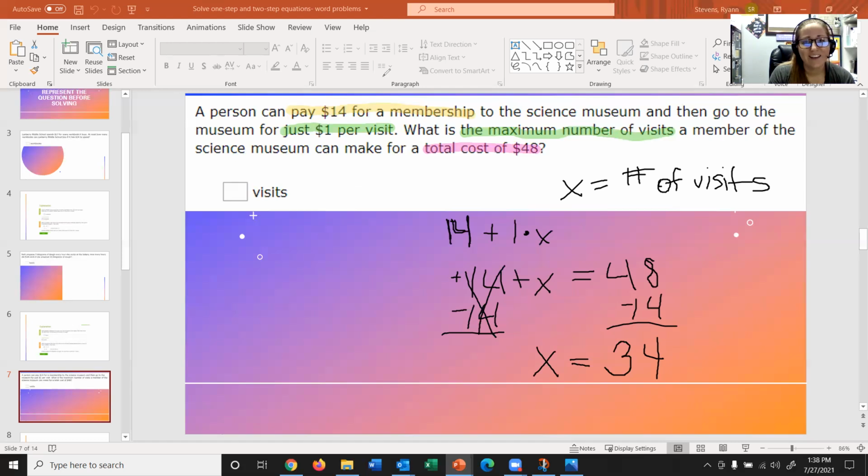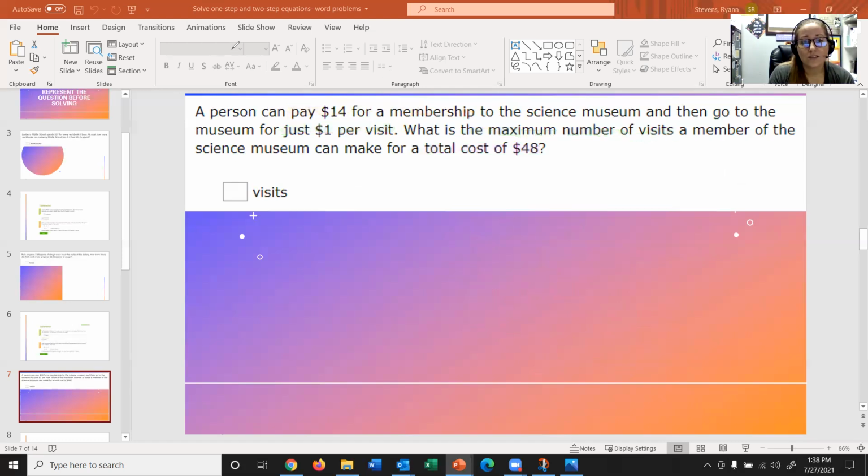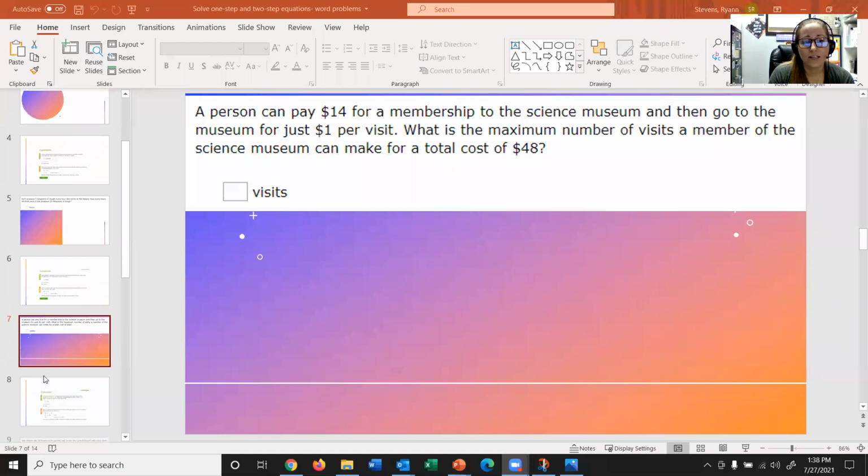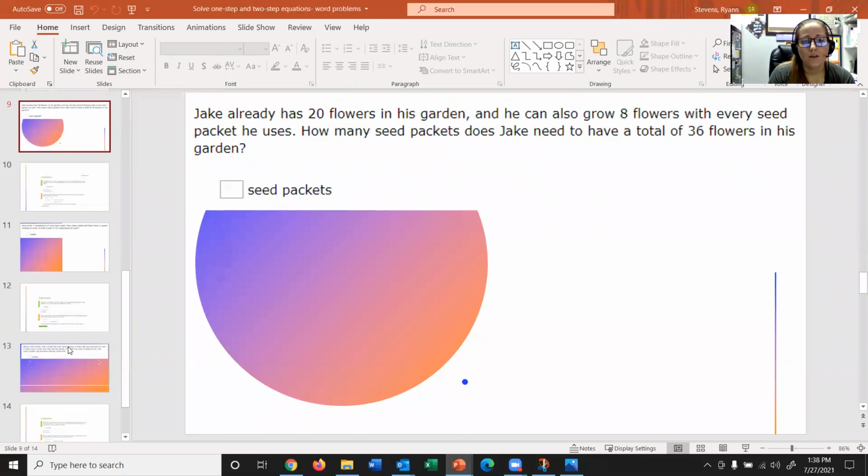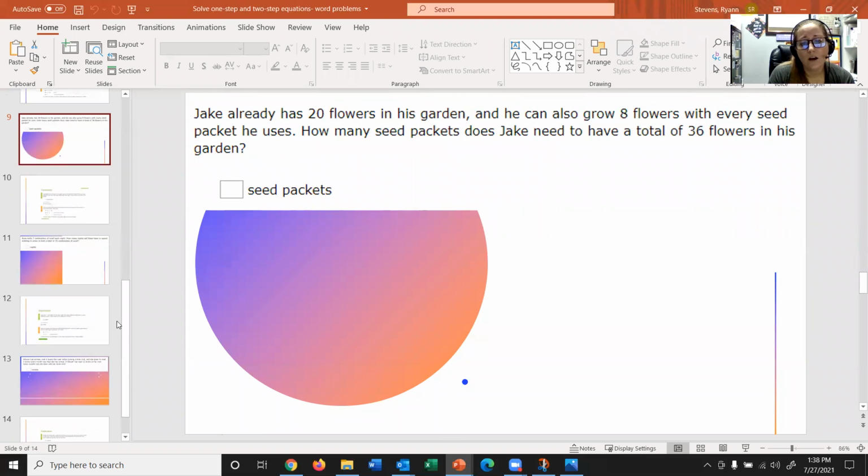All right. We're going to look at a couple more examples. We're going to see some of these two-step equations in here as well. Okay. So in this question, it says Jake already has 20 flowers in his garden, and he can also grow 8 flowers with every seed packet that he uses. How many seed packets does Jake need to have a total of 36 flowers in his garden?